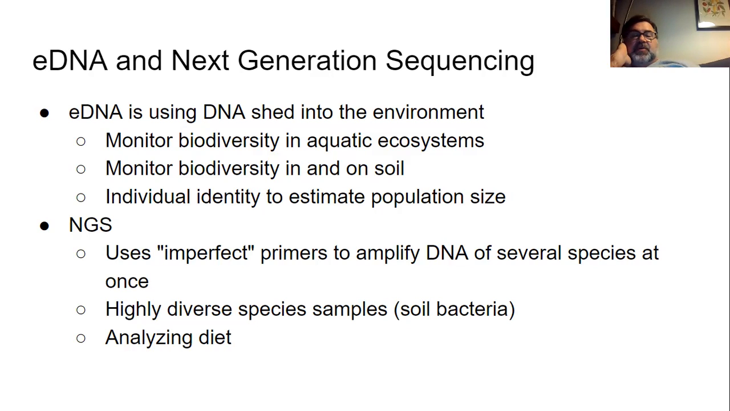And I've seen papers where they use eDNA. So you take a sample of water, you spin it down, and then you use these fuzzy primers or imperfect primers to identify what species are there. And so you can say these mammals are found in these bays and not these bays. You can monitor biodiversity in and on soil.